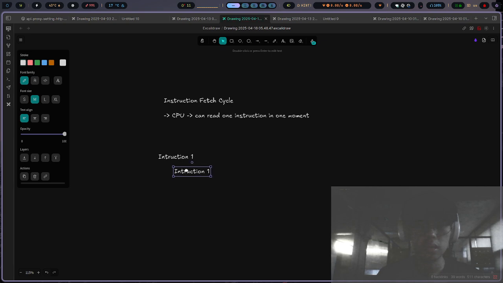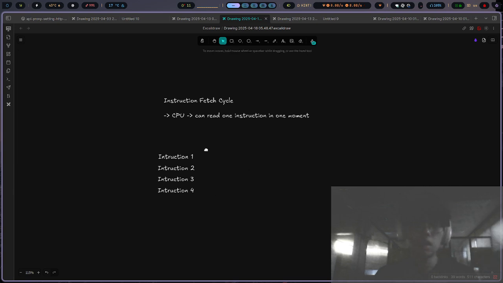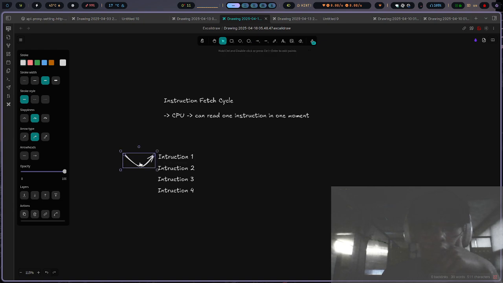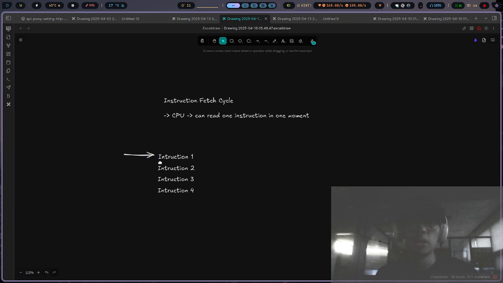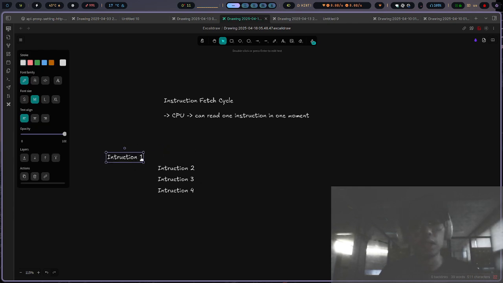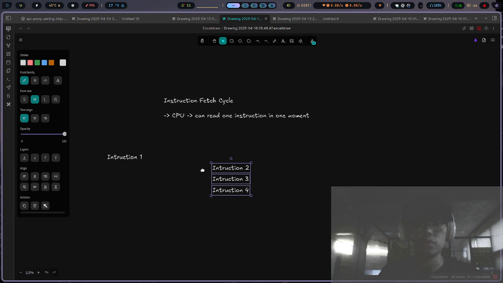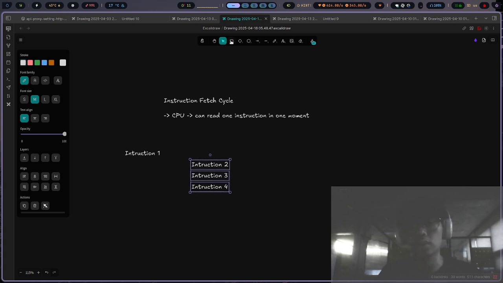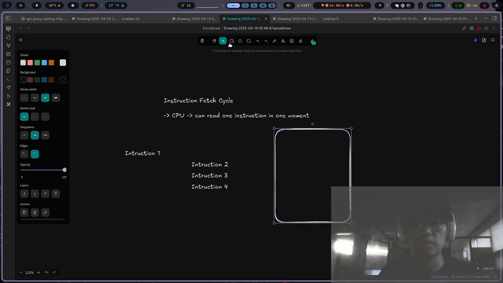For example, there's a bunch of instructions: instruction 1, instruction 2, instruction 3, instruction 4. The CPU can only execute the first one, and then it goes to the next. The question that might occur is: the CPU is doing instruction 1, but what about 2, 3, 4? They have to be stored in some way. That is why we put 2, 3, 4 into memory.